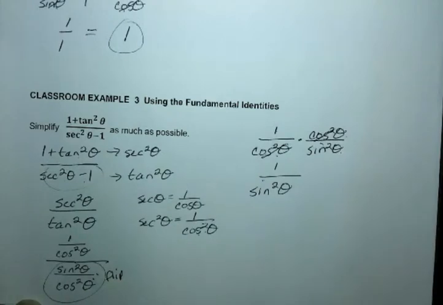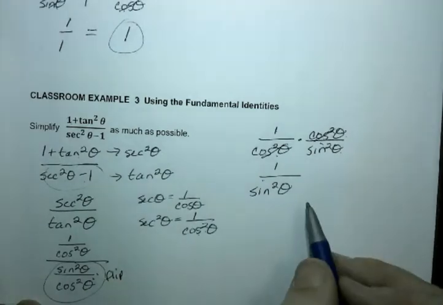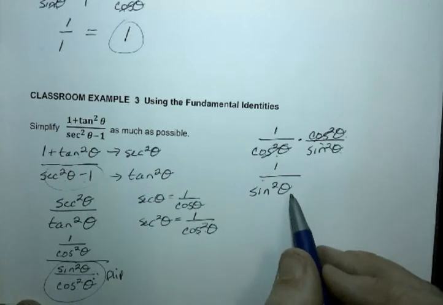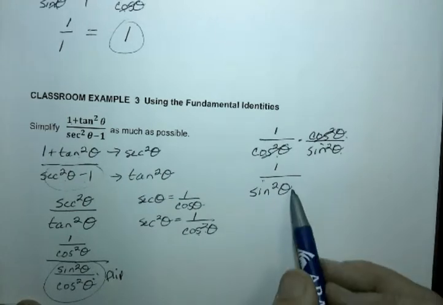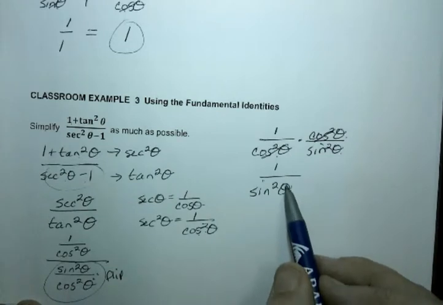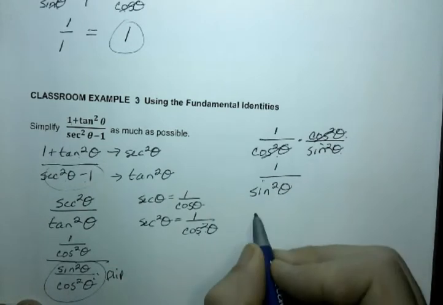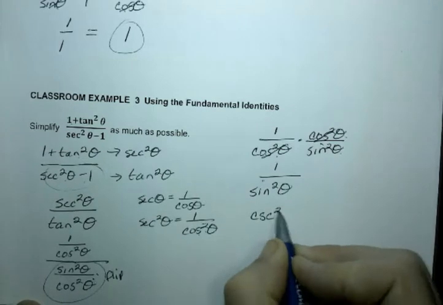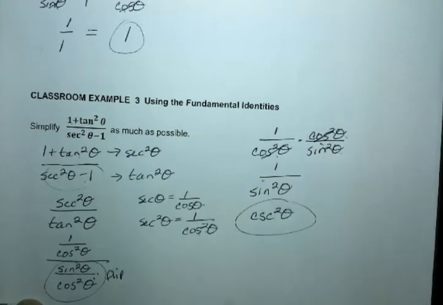Now to rewrite this as simply as possible, we can go back to one of our reciprocal identities. It says that 1 over sine theta is equal to cosecant theta. So 1 over sine squared would equal cosecant squared theta. This is as simple as we could get that expression to be.